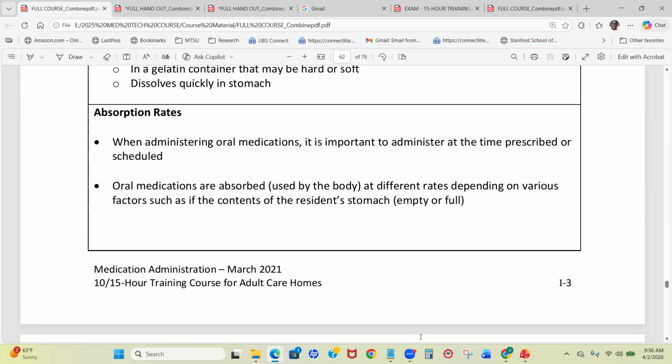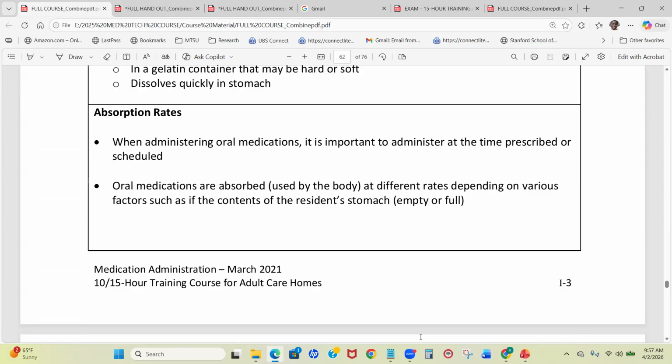When administering your oral medication, it is important to administer at the time that it was prescribed or scheduled, because oral medications are absorbed, or used by the body, at different rates depending on several factors. Some of the factors are: is the patient taking the medicine on an empty stomach, or are they taking it with food? If someone is taking something on an empty stomach, the absorption rate may be faster than someone who has eaten a full plate of something.